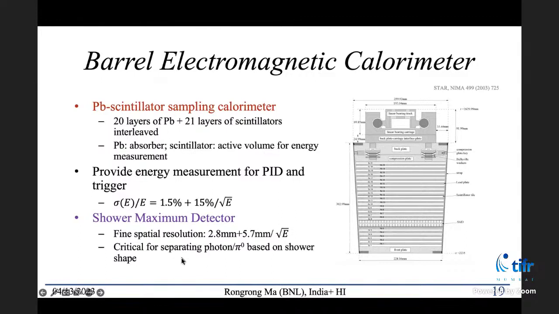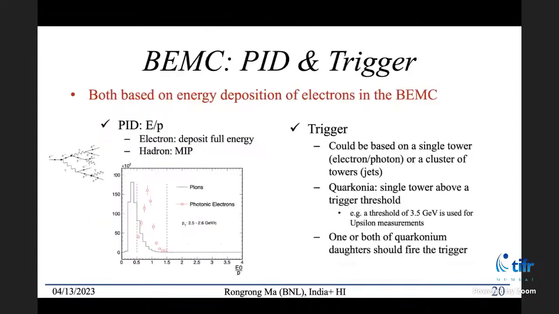And this is very critical if you want to distinguish between, say, a photon and a bizero. Of course, this is not used in this analysis, but this is also a feature of the BMC detected at STAR, which is also used for a lot of photon measurements.